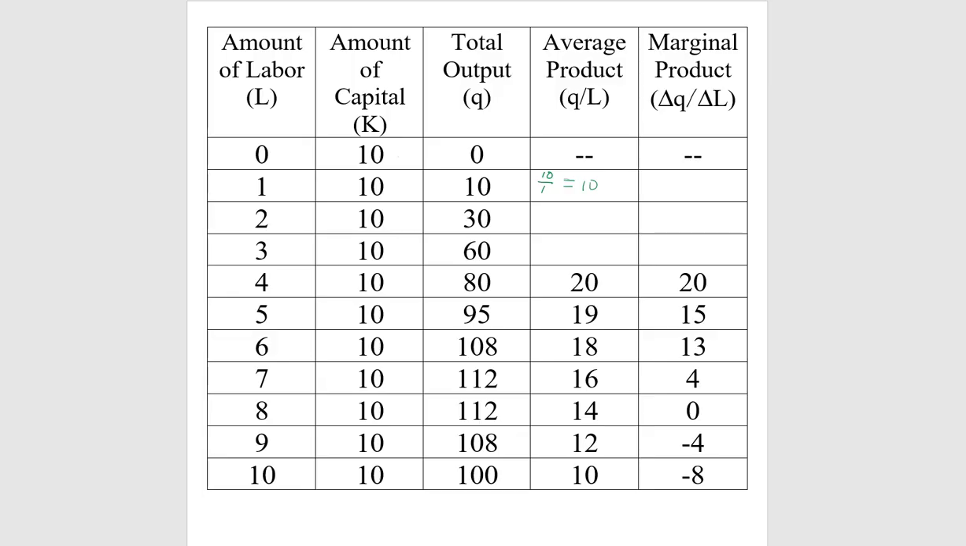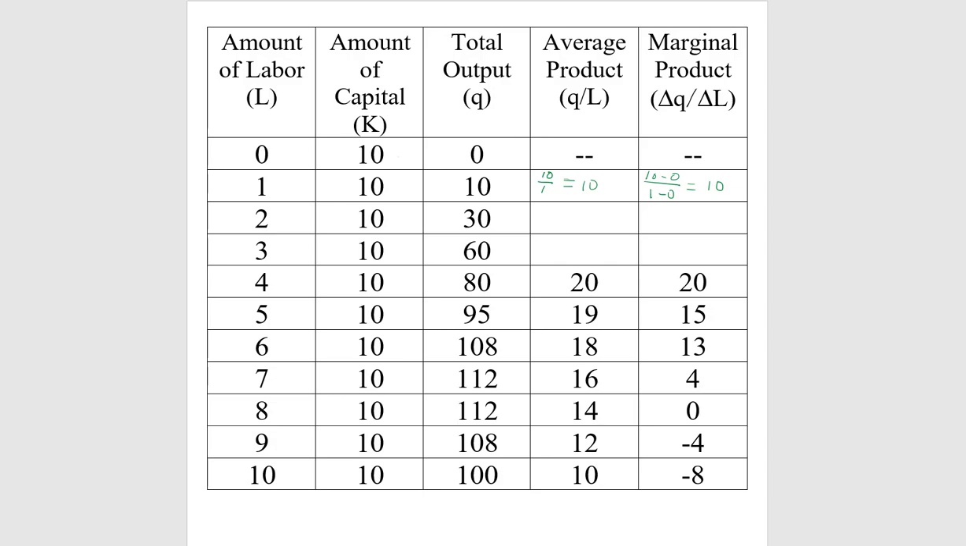So we ended up at 10. We started out at 0. 10 minus 0. We ended up with 1 worker. We started out at 0. 1 minus 0, or 10. That's not a big surprise. We added 1 worker. We went from having no output to 10 units of output. So the average product and the marginal product are the same here. That will not be the case when we're moving across the production function. It just happens to be for the first worker.